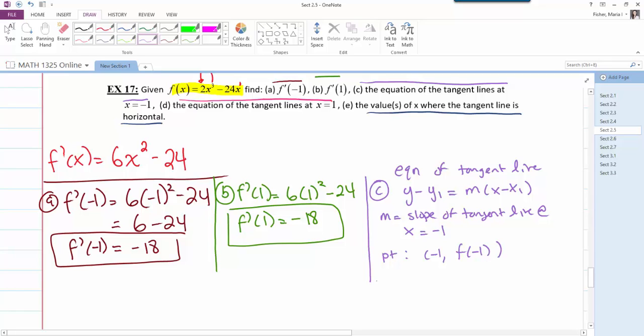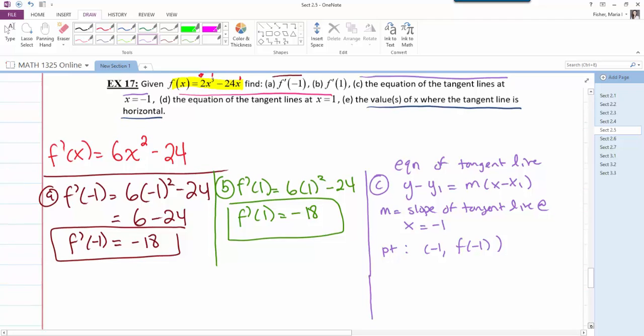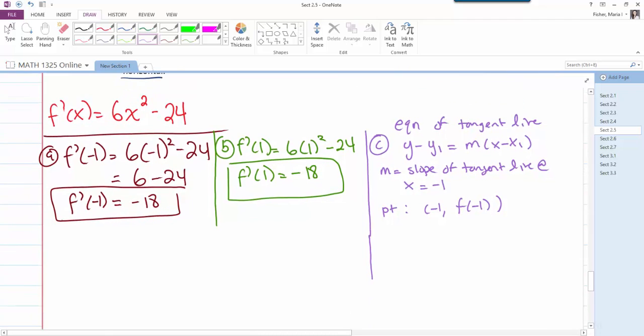So do I already know what the slope of the tangent line is? I sure do. I found that in part A. So the slope of the tangent line for the point -1 is equal to -18. So all I need to do is find out what the ordered pair is, and then I'm done. Well, how do I find the ordered pair? Well, I need to find f of -1. Well, what is f of -1?